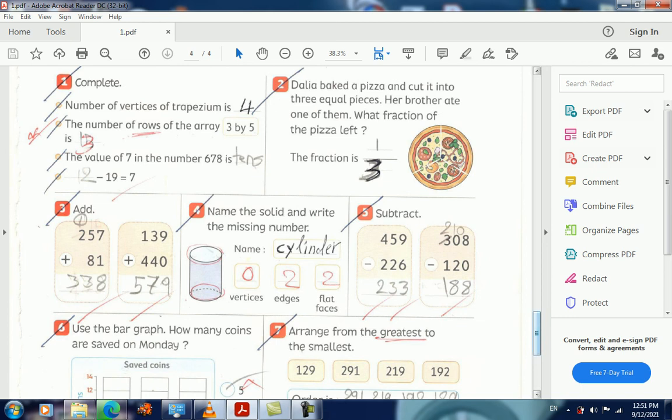Number 2. Dahlia baked a pizza and cut it into 3 equal pieces. Her brother ate one of them. What fraction of the pizza is left? So we got 1 and we divided it into 3 equal parts. He ate just one of the 3, so he got 1 out of 3. So 1 over 3.